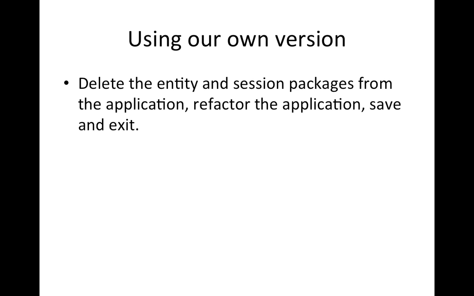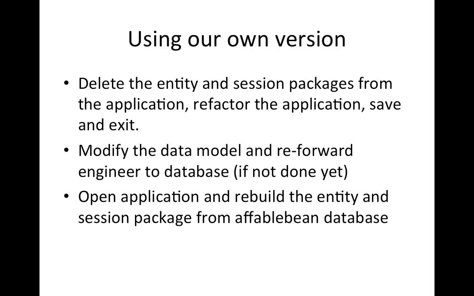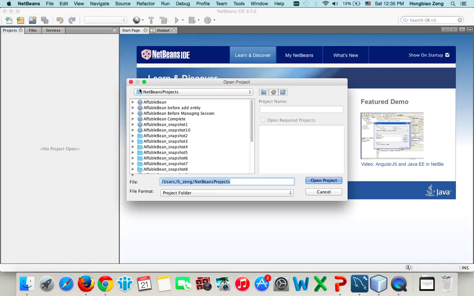If we want to use our own version, then it's a little bit more complicated. First, we need to delete the entity and the session packages from the application, then refactor the application, save and exit, modify the data model to match the desired data model, then re-forward engineer to the database if we didn't do that yet. Then we open the application and rebuild the entity and the session packages from the database. We need to do so because our own version's older entity and session packages were built from our database version. So if we change our database, of course, we need to rebuild the entity package and the session package.